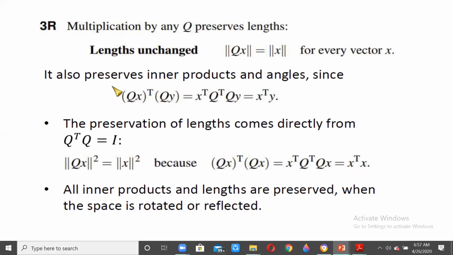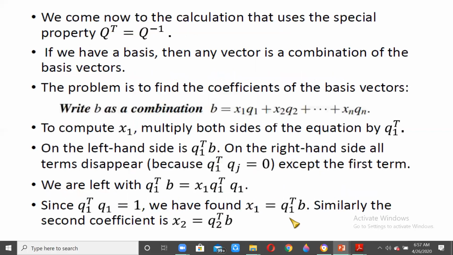Also, we see that it preserves the inner product and angle, since (Qx) transpose Qy is equal to x transpose Q transpose Qy, which is equal to x transpose y. So all inner products and lengths are preserved when this space is rotated or reflected. Now we come to the calculation that uses the special property Q transpose is equal to Q inverse whenever Q is a square orthogonal matrix.